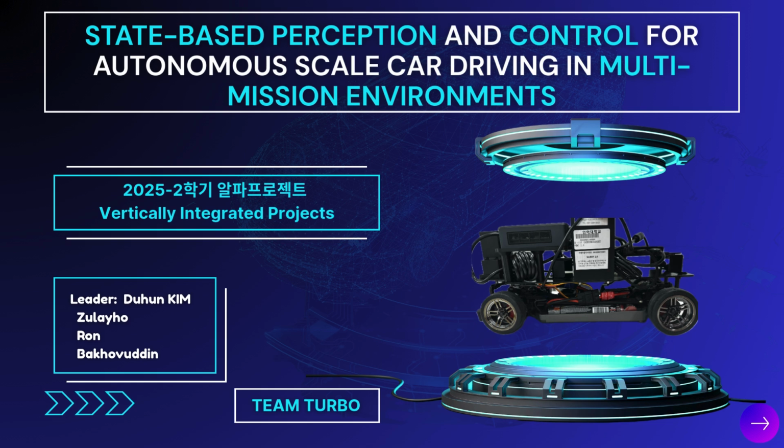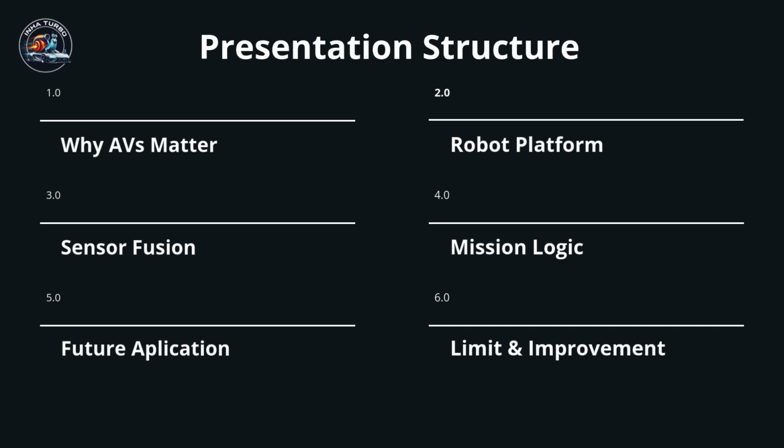Hello, this is Team Turbo presenting Webot 2, a 1 to 10 scale autonomous car built for the auto race competition in Busan, where vehicles must complete a mission based track fully autonomously. The presentation briefly covers the motivation for autonomous vehicles, then the robot platform, sensor fusion, mission logic, individual track missions, and finally, potential applications of this architecture.